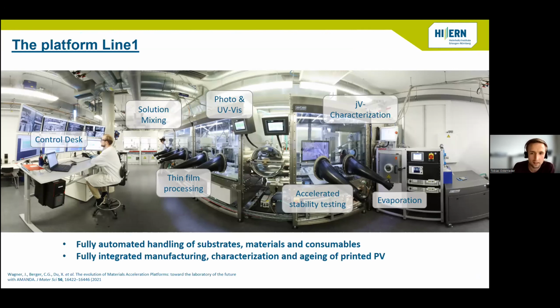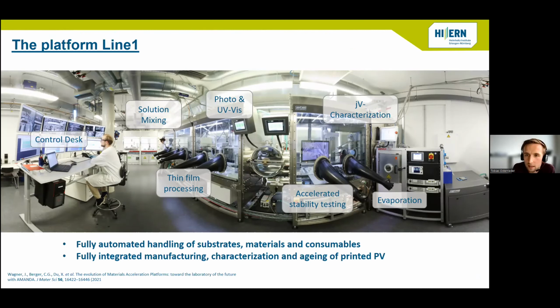So here the line is called line 1, and in this line we have a pipetting robot which can mix solutions. We also have a spin coater to make thin films. And in the end we have an evaporator which can be loaded by a robot. Maybe you see it in the background over here, to evaporate the top electrode, so we can produce a full device without any interaction from a human.